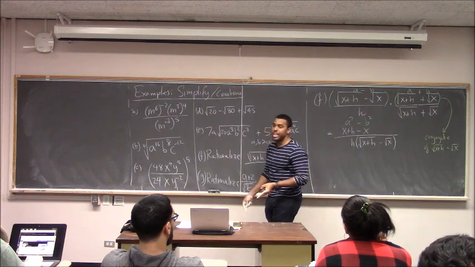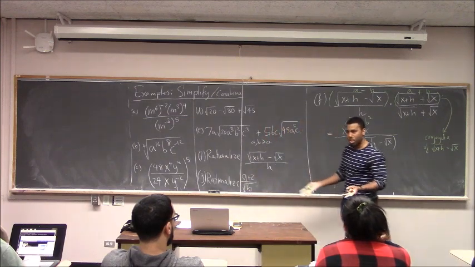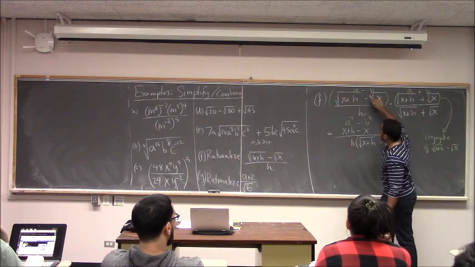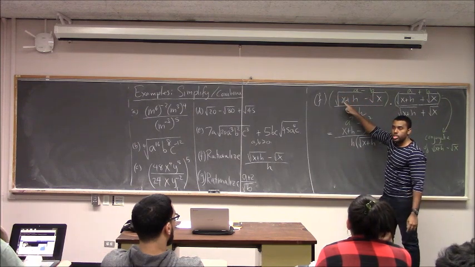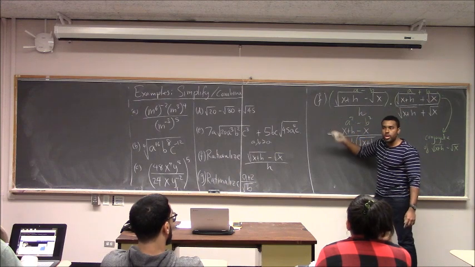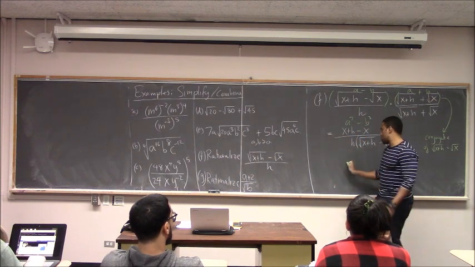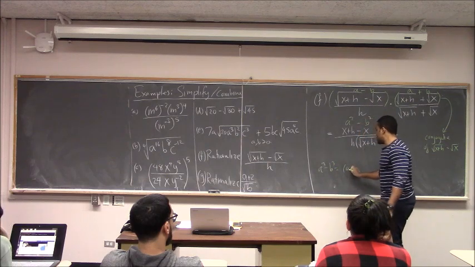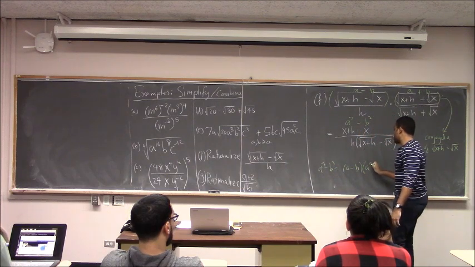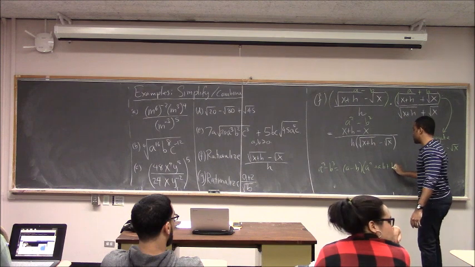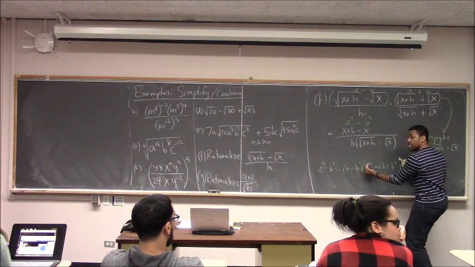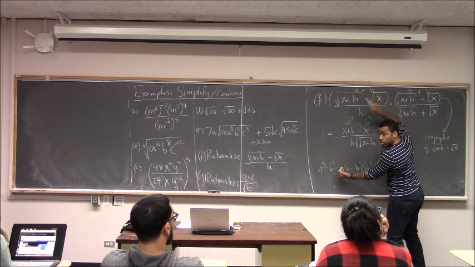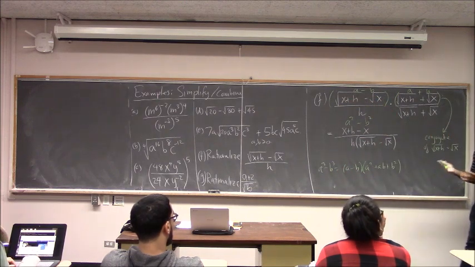Why? Again, there's a hidden formula. If this was a cube root, you'd want to cube each side, so you should be thinking difference of cubes formula. You'll remember that the difference of cubes formula, if you have a cubed minus b cubed, that's just a minus b times a squared plus ab plus b squared. In other words, this is the conjugate of that expression if we had the cube root, right? There's always a hidden formula.